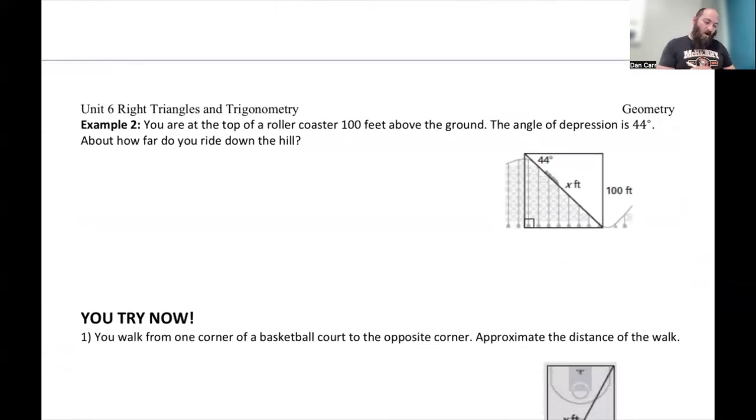You're at the top of a roller coaster, 100 feet above the ground. The angle of depression is 44 degrees. So that's this one right here. How far do you ride down the hill? So we're looking for this value here. The angle of depression for the roller coaster is the same as the angle of elevation from somebody at the bottom looking up. So if you put it inside a triangle like that, I can rewrite this 100 over here. Now I have a right triangle: we've got 100, we've got 44, and this is the side I'm looking for.